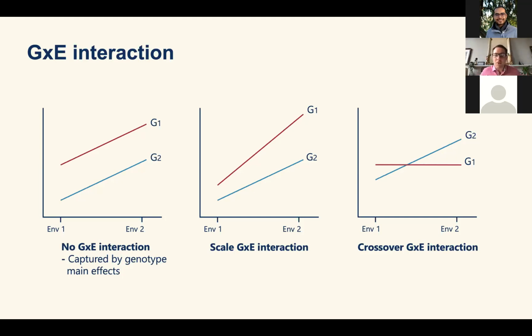The two classifications of GxE that we're more interested in: the first is what we call scale, where the genotype ranks don't cross over. We can see there that the performance between the two environments does change, but the difference between the two in environment 2 is larger. So that's what we call a scale GxE interaction. That's still a form of GxE interaction. The other form, which is probably more important to plant breeders, is the crossover GxE interaction, where genotype 1 is better performing in environment 1, but then it switches ranks to genotype 2 being better performing in environment 2.